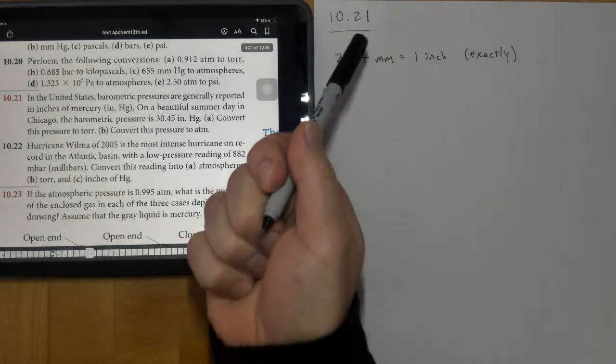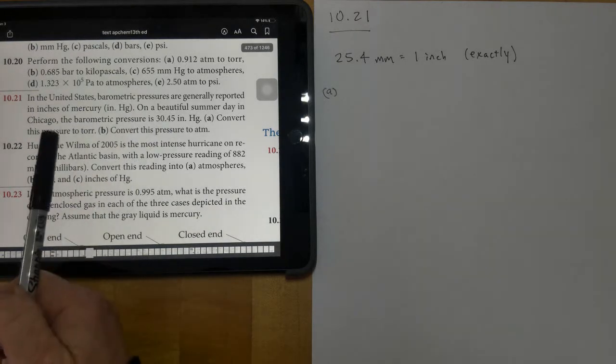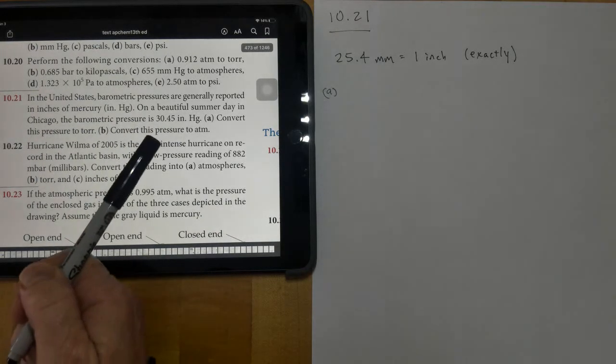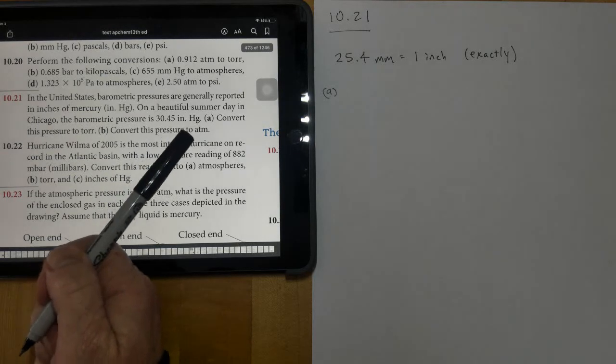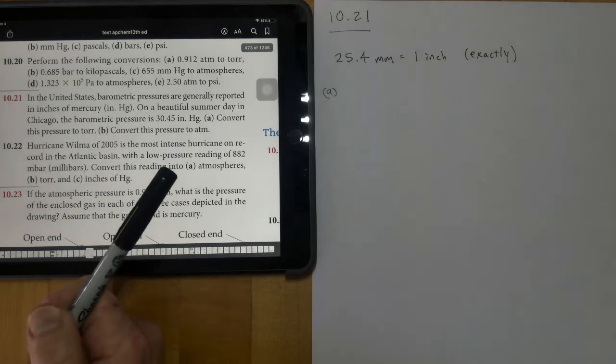So 10.21. In the United States, barometric pressures are generally reported in inches of mercury. On a beautiful summer day in Chicago, the barometric pressure is 30.54 inches of mercury. Convert this pressure to torr, and convert this pressure to atmospheres.